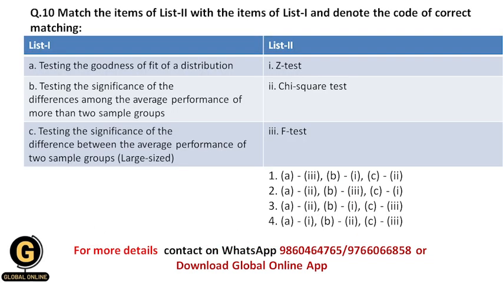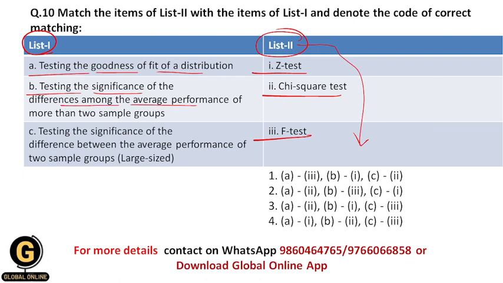Okay, next, now here they have given us two lists, list 1 and list 2, and we need to match list 1 with list 2. So now let us see first of all what is in list 2. In list 2 they have given certain names of tests: Z test, chi-square test, and F test. And in list 1 they have given the use of these tests, why we use them. The first option is testing the goodness of fit of a distribution, then testing the significance of the differences among the average performance of more than two sample groups, and testing the significance of the difference between the average performance of two sample groups. Okay, and basically these groups are large sized.